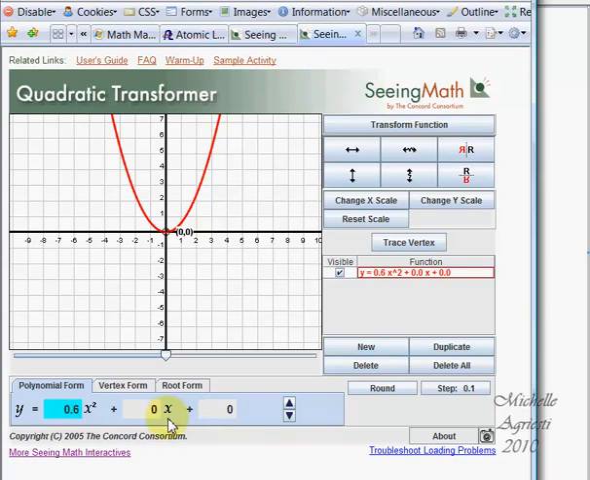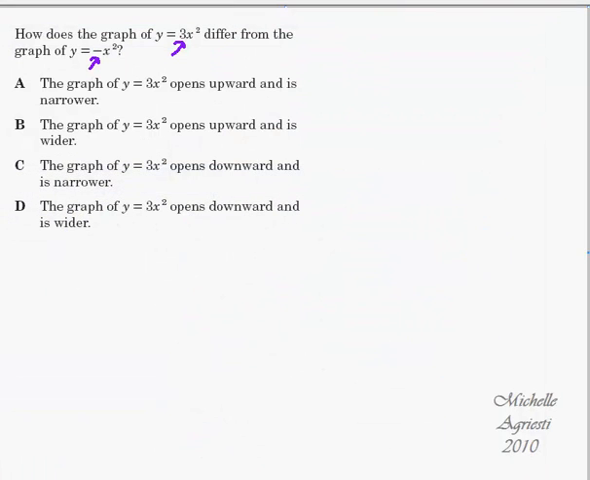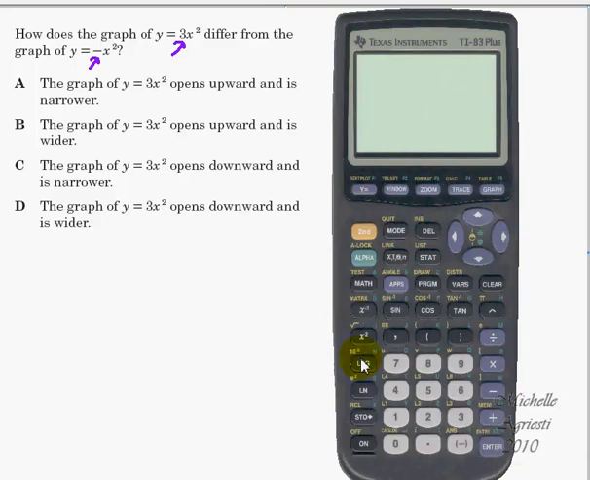But the other thing that we see on the TAKS test a lot is when the constant changes. So let's just look at that. Notice what happens as the constant increases, the parabola shifts up, and as it decreases, the parabola shifts down. Now you'll be able to do this on your calculator. We'll just show you.